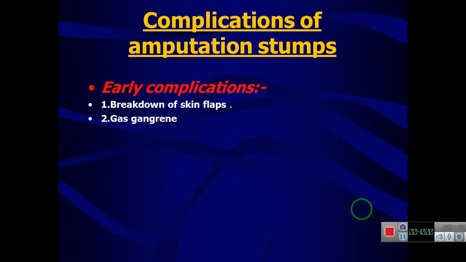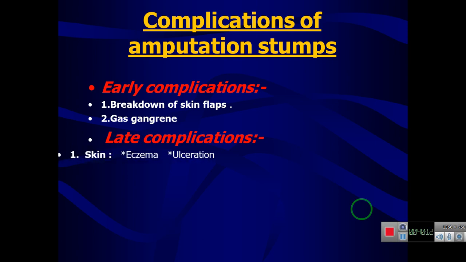Second, gas gangrene: clostridia spores from the perineum may infect a high above knee amputation. As for the late complications, going from the outside to the inside, starting with the skin. In skin, eczema is common and a tender purulent lump may develop in the groin, or ulceration, usually due to poor circulation, and re-amputation at a higher level is then necessary.